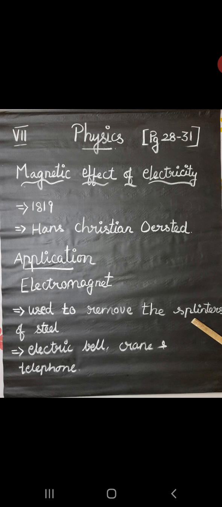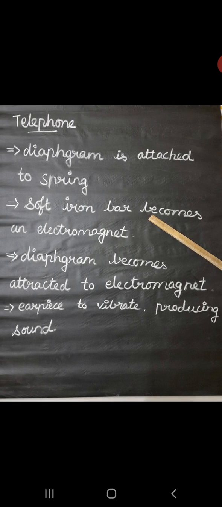In that we can see the telephone. In a telephone, a changing magnetic effect causes a thin sheet of metal, that is a diaphragm, to vibrate. The diaphragm is made up of a metal that can be attracted to the magnet. The diaphragm is attached to a spring that is fixed to the earpiece, which we keep near our ear.